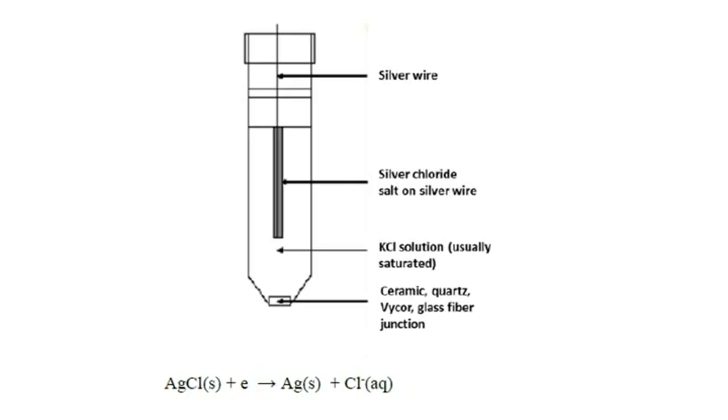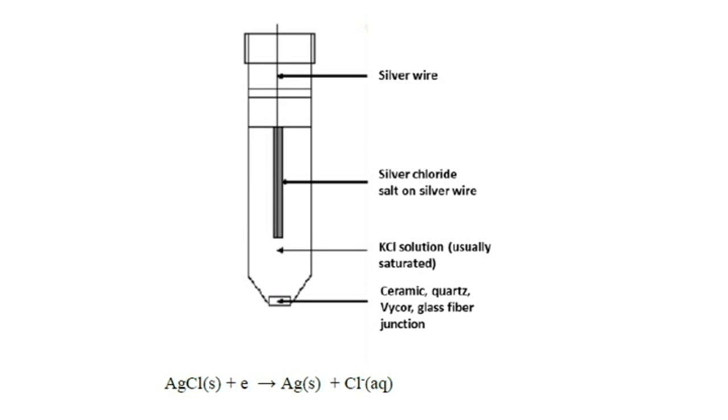In this diagram you can see all the parts of the silver chloride electrode. There is a silver wire with a coating of silver chloride on it, and then a solution of KCl for the ion exchange process. An important part is the tip, which consists of ceramic or quartz or something similar, because this is the contact point of the electrode with the other solution.